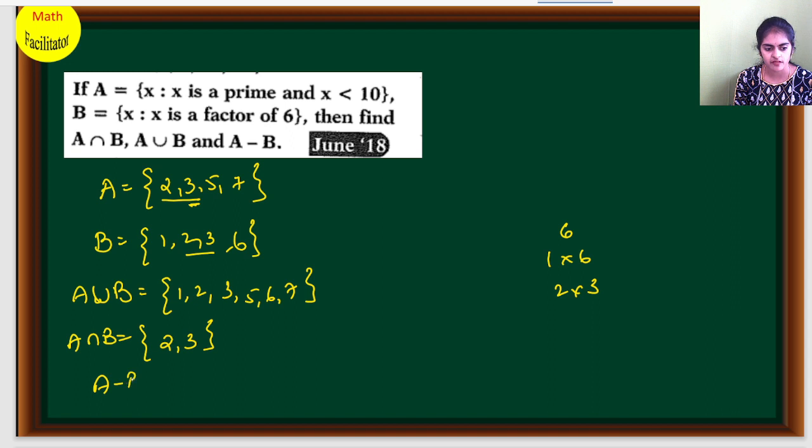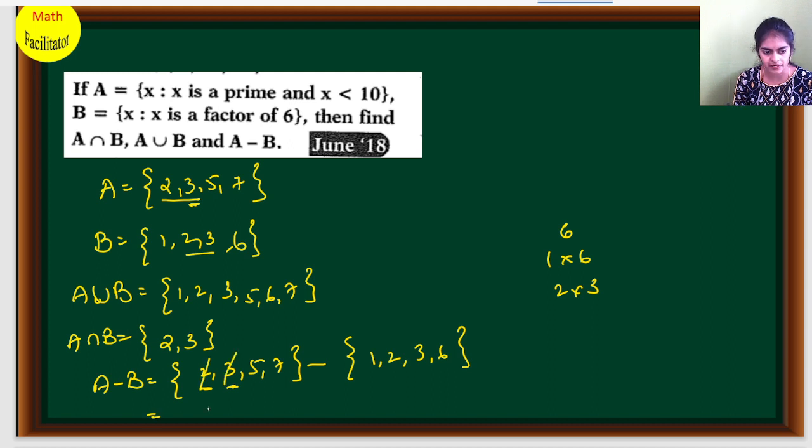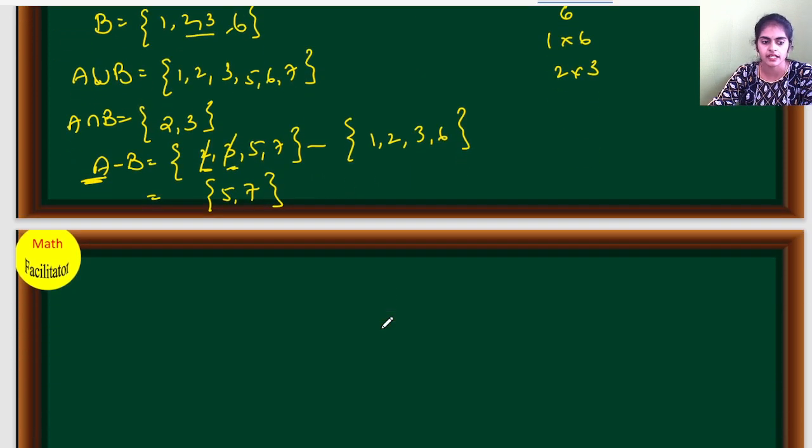Now A minus B. So you will write all the elements of A. So 2, 3, 5, 7 are the elements of A. From that you will have to subtract the elements of B. So what are the common elements? 2 and 3 are common. So remove these common elements and write the remaining elements from the set A. So from A you are removing B. So from A you will remove the common elements of A and B. Okay, and you will write the remaining.